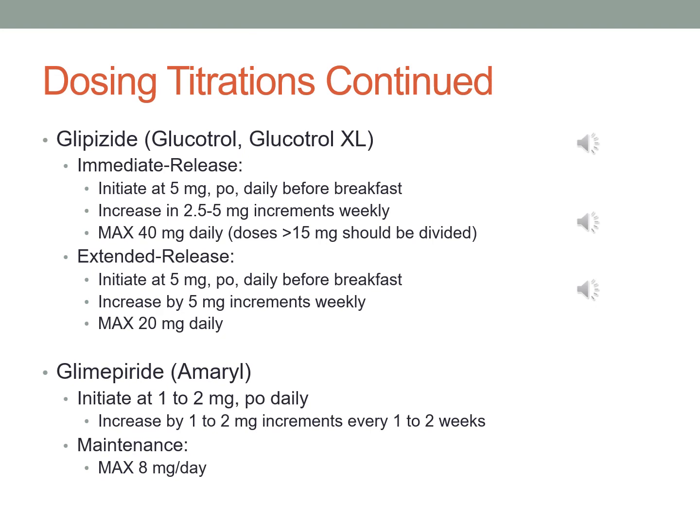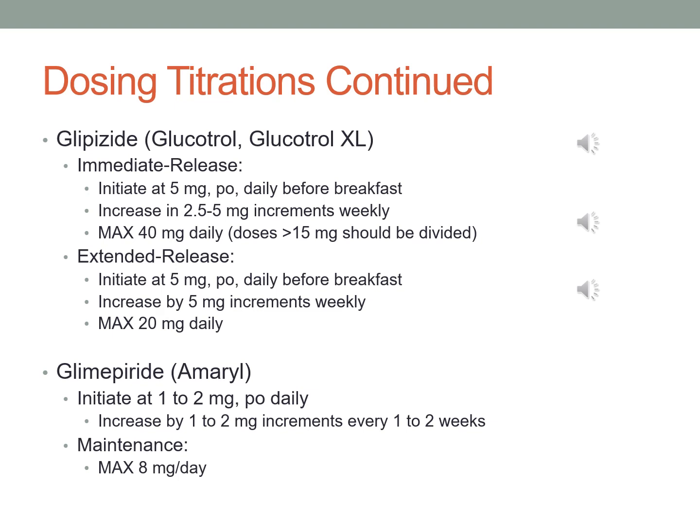The next dosing titration we'll talk about is for glipizide. The immediate release formulation is also known as Glucotrol, and the extended release formulation is Glucotrol XL. For the immediate release, you will initiate at 5 milligrams by mouth daily before breakfast. Increase in 2.5 to 5 milligram increments weekly. For the immediate release formulation, the max daily dosing is 40 milligrams daily. Doses greater than 15 milligrams should be divided into 2 daily doses.